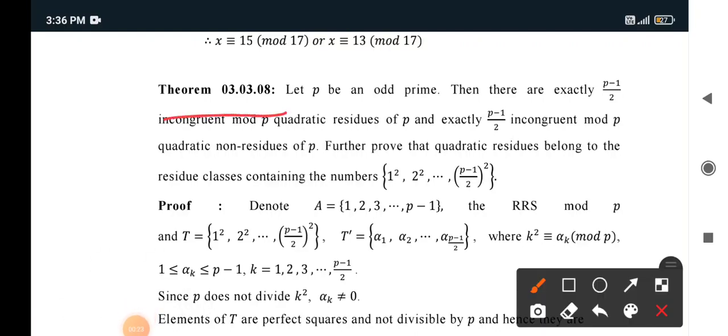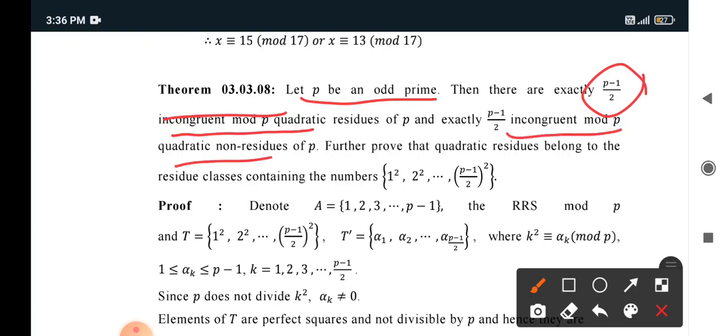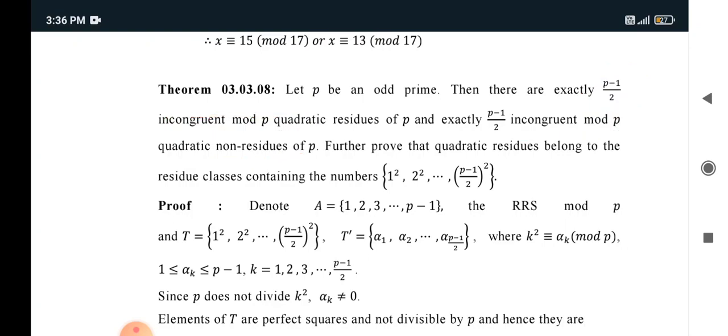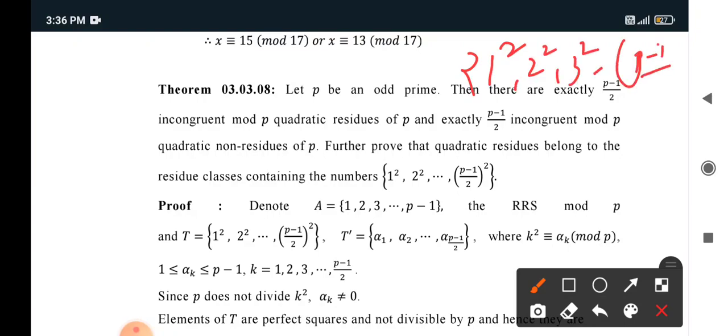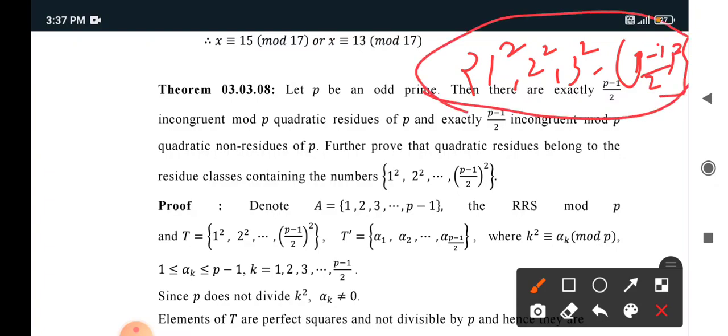That theorem says that if p is an odd prime, then there are exactly (p minus 1)/2 incongruent modulo p quadratic residues, and also exactly (p minus 1)/2 incongruent modulo p quadratic non-residues. And what are those residues? If p is a prime, then the residue classes contain the numbers 1 squared, 2 squared, 3 squared, up to ((p minus 1)/2) squared. Okay, so this is a formula for finding a quadratic residue mod p.